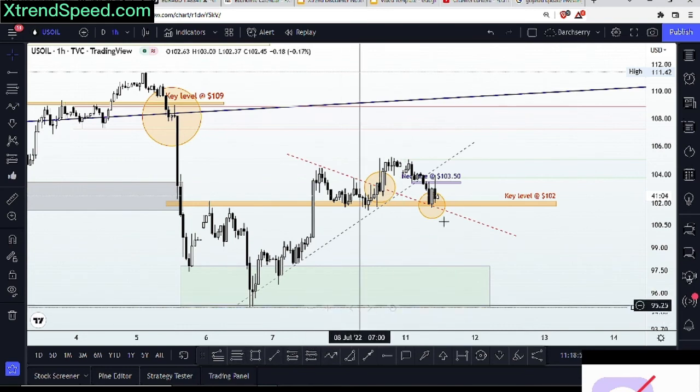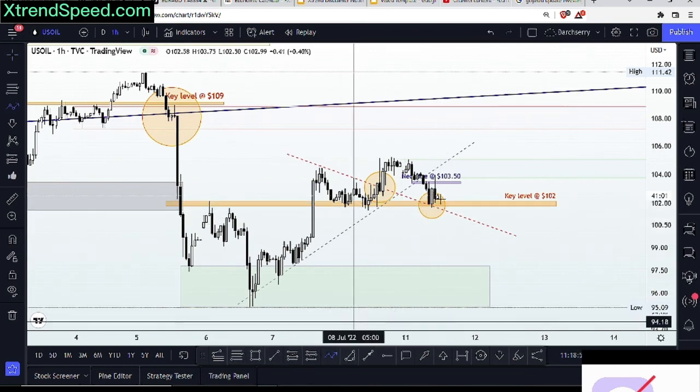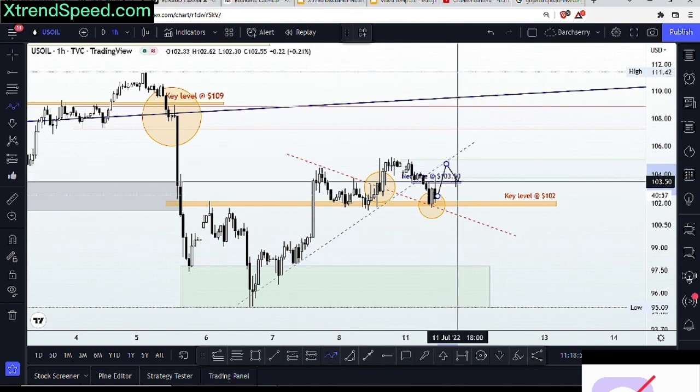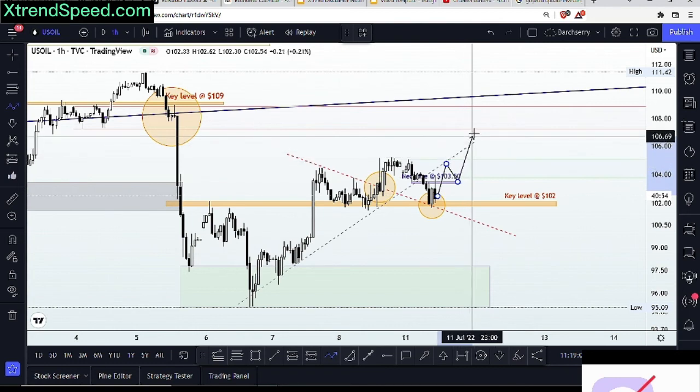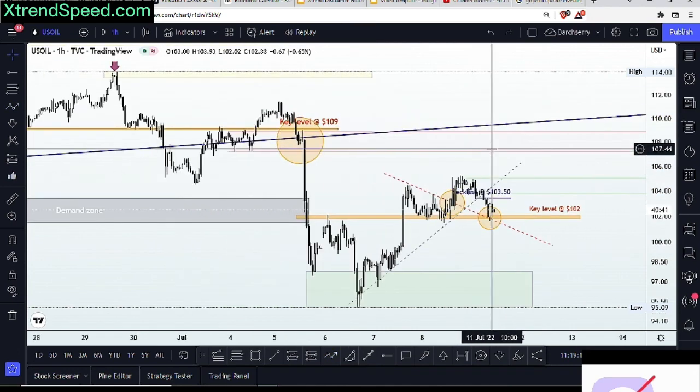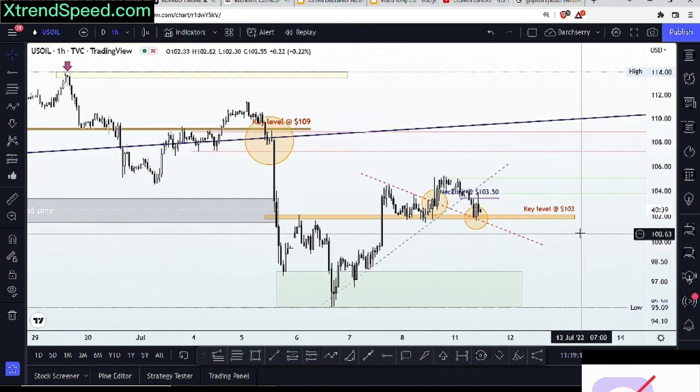However, if price breaks above the neckline here at $103.50, a retest of structure should confirm a bullish momentum at this point, where we'll be aiming at a take profit target at $109 area, which will dovetail to between 500 to 600 pips on this one. So these are the scenarios we are going to be looking out for as we head into the new week.